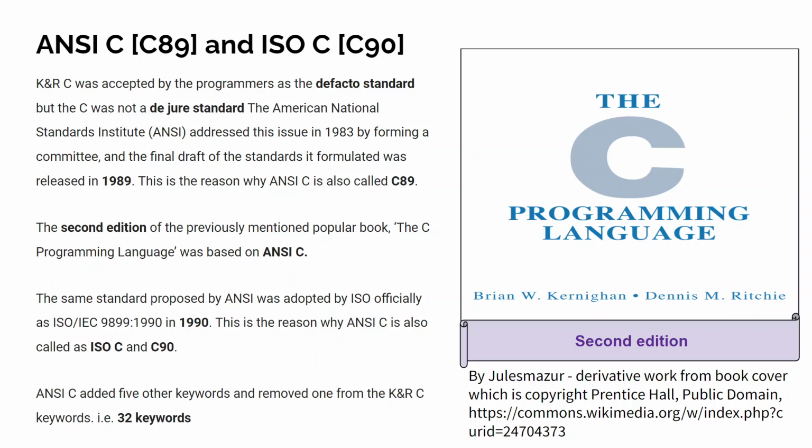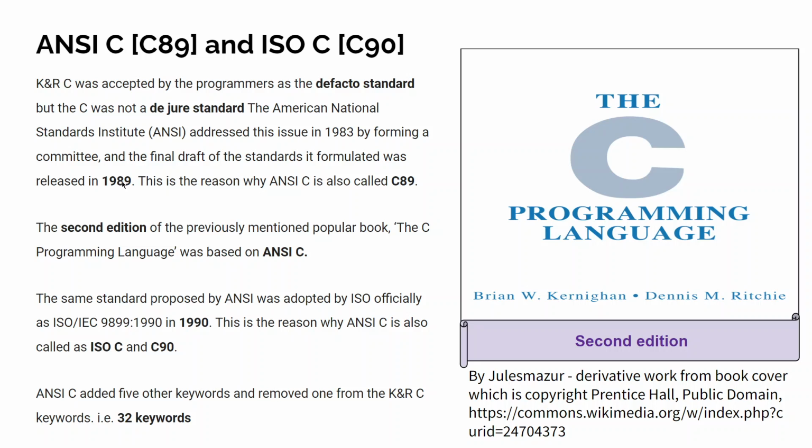K&R C was accepted by programmers as the de facto standard, that is, by fact. But C was not a de jure standard, that is, it was not accepted by any standards body. The American National Standards Institute (ANSI) addressed this issue in 1983 by forming a committee, and the final draft of the standard was released in 1989. This is the reason why ANSI C is also called C89.